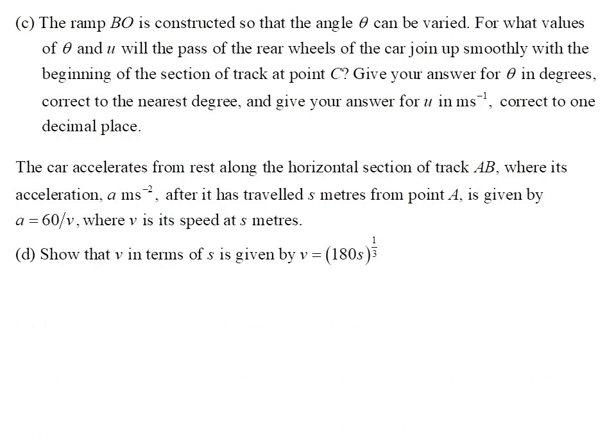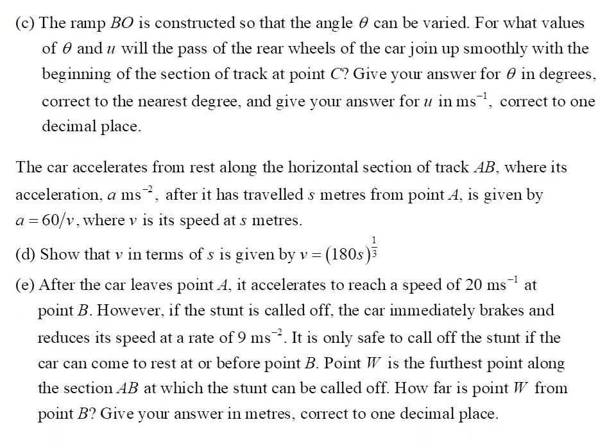In part E, after the car leaves point A, it accelerates to reach a speed of 20 meters per second at point B. However, if the stunt is called off, the car immediately brakes and reduces its speed at a rate of 9 meters per second squared. It is only safe to call off the stunt if the car can come to rest at or before point B. Point W is the furthest point along the section AB at which the stunt can be called off. The question is how far the point W is from point B.